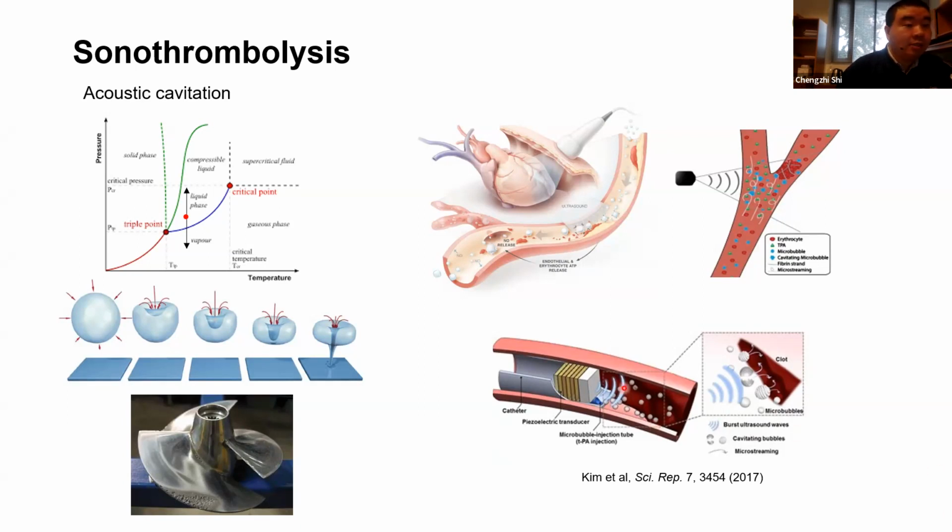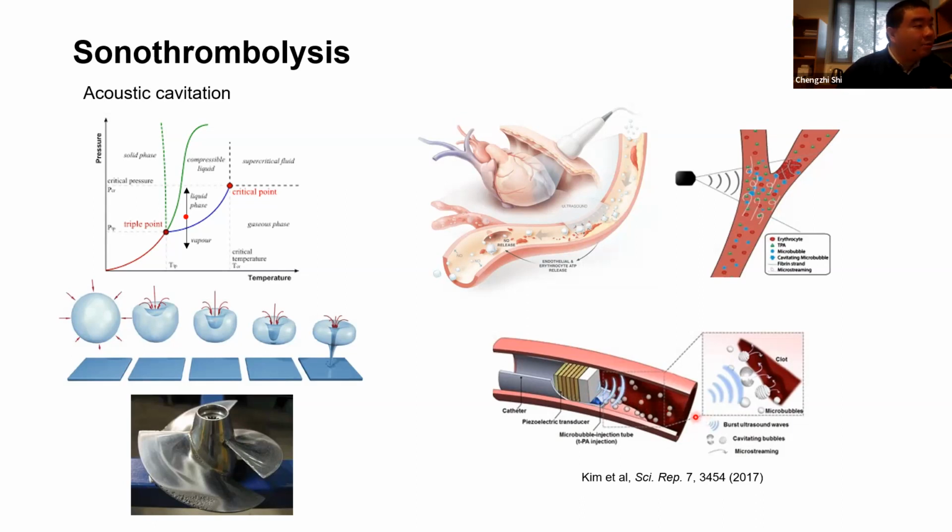You can see here, we just send a plane wave towards the blood clot. So in terms of ultrasound and blood clot interaction, it usually just results in longitudinal stress onto the blood clot, because plane wave ultrasound is a longitudinal wave. So normally you will just have longitudinal stress inside the blood clot.